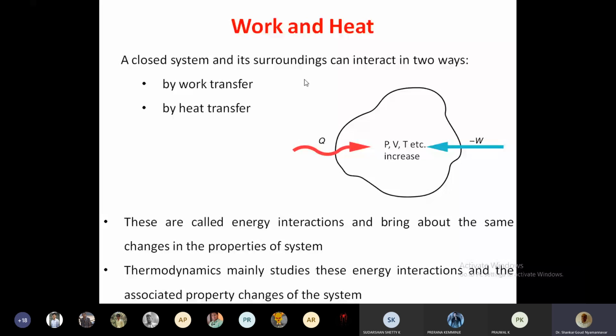If I burn 1 kg of coal, how much energy am I able to generate? Out of that, how much energy can I convert to power? This quantitative study is very essential. Not only that, take a simple example, your bike. If I buy 1 liter of petrol, how much can I drive? Can I go 100 kilometers? 50 kilometers? 30 kilometers? It depends on the kind of bike it is.